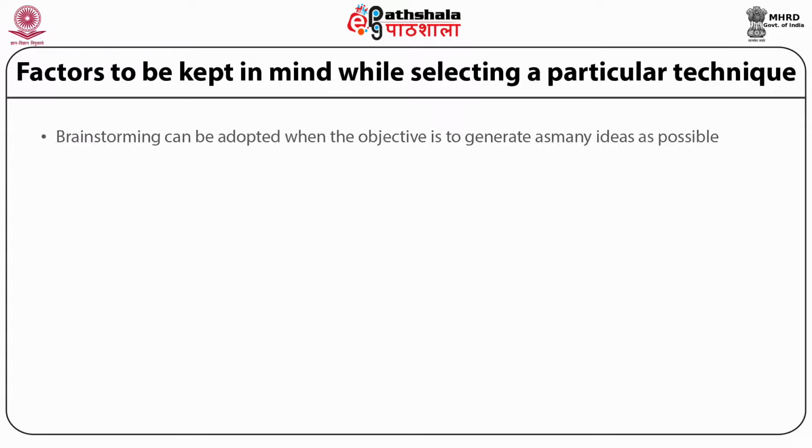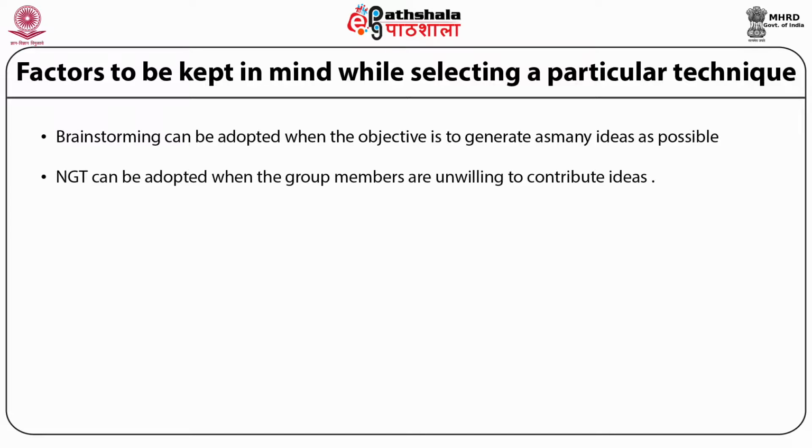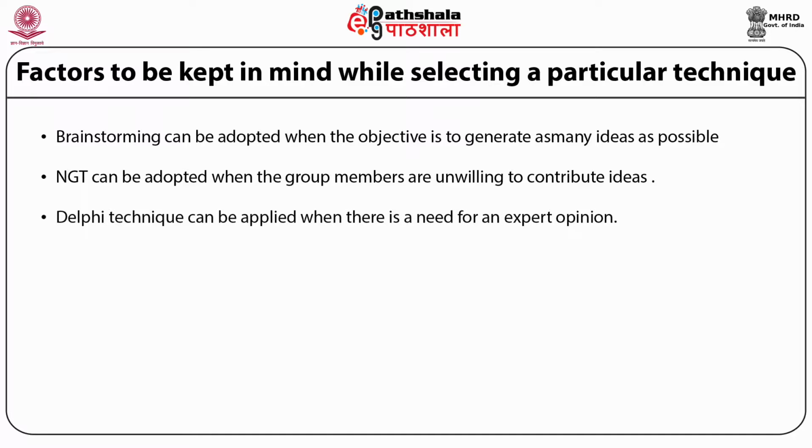Well, brainstorming as a technique can be used when the objective is to generate as many ideas as possible for a particular problem. On the other hand, the nominal group technique or the NGT can be adopted when the group members are unwilling to contribute ideas. The third technique, the Delphi technique, can be applied when there is a need for an expert opinion.